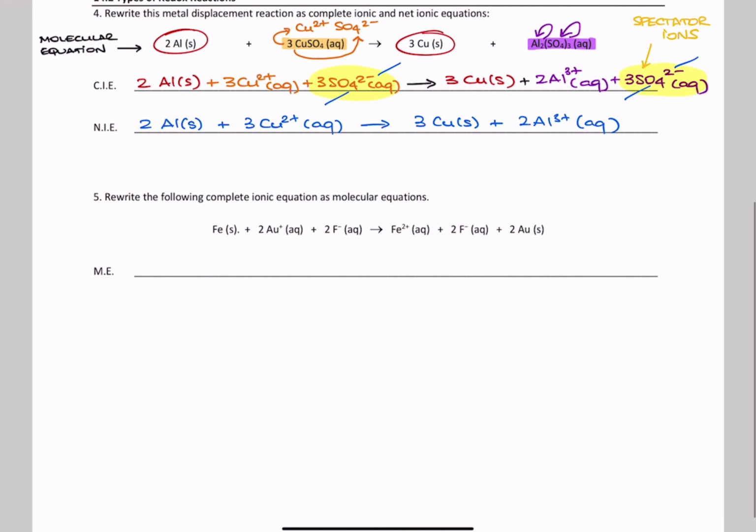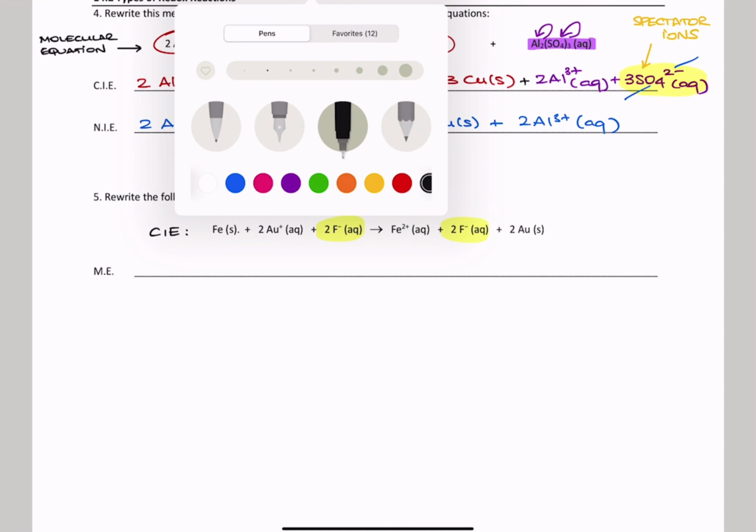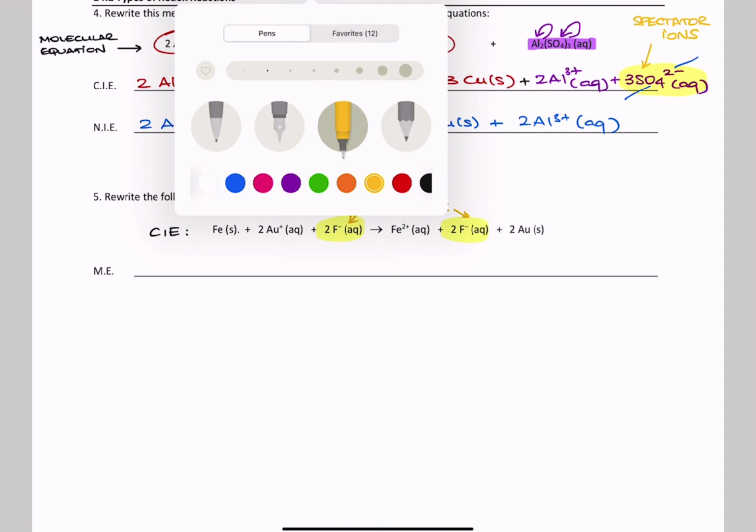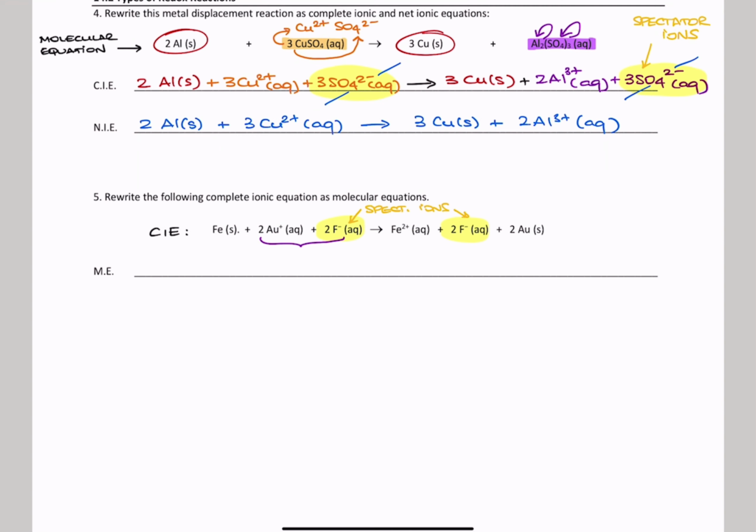Problem 5 asks you the opposite. Problem 5 gives you the complete ionic equation. How do I know this is the complete ionic equation? It's because I can observe that I have spectator ions present. So if I have spectator ions present, it means that this is the complete ionic equation. I see ions and the spectator ions are present in the equation. In the molecular equation, I will need to put the aqueous ions back together into an ionic compound.